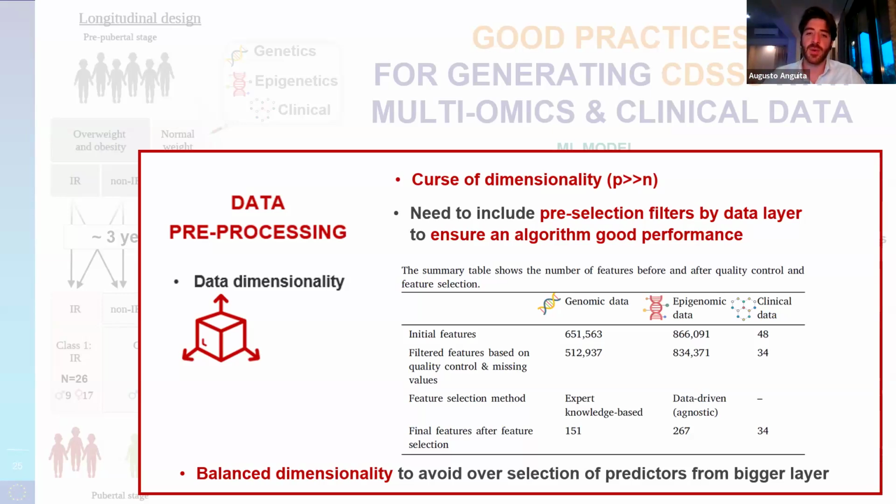Finally, for clinical data, we did not apply any filter, since it was a reasonable number of features to handle. So in total, for this model we have around 150 SNPs, 260 or 270 CpGs with DNA methylation information, and 34 clinical variables that include BMI, clinical information like sex, age, origin, ethnicity, but also some protein data, inflammatory markers, etc.